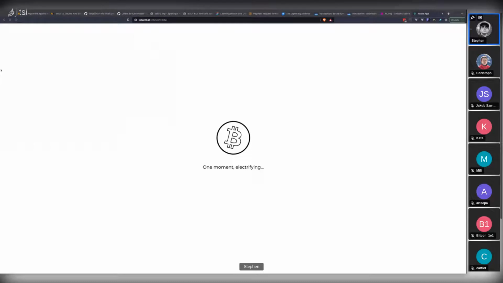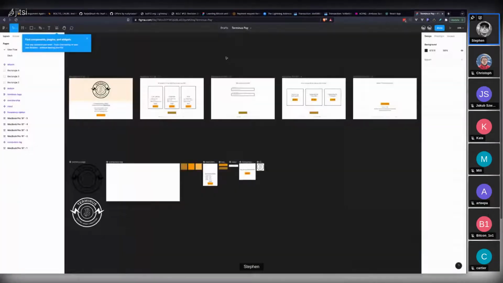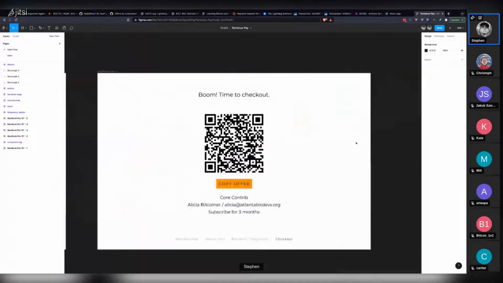But let me see if I can pull up the Figma link that shows you what happens next. What is Figma doing? So after that loading screen, it takes you to the checkout screen. Boom, time to check out, and this thing right here is an offer. We set it up so that it fetches one of the offers from our server and then delivers it to the web browser.